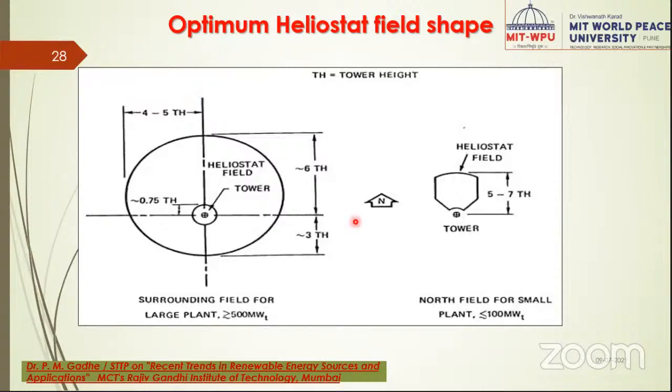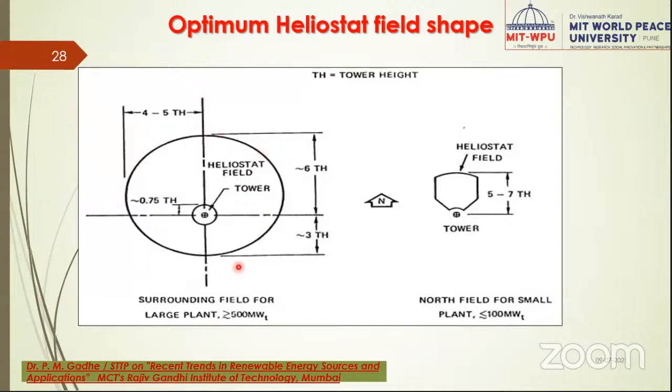Now the optimum heliostat field guidelines are given in the design of the heliostat field, such that if this is the tower position, then the last heliostat in the heliostat field should be 6 times the tower height. So if 1 meter is the tower height, then the last heliostat should be at 6 meters. This is just for the example. So these are the optimum positions of the heliostats in the heliostat field.